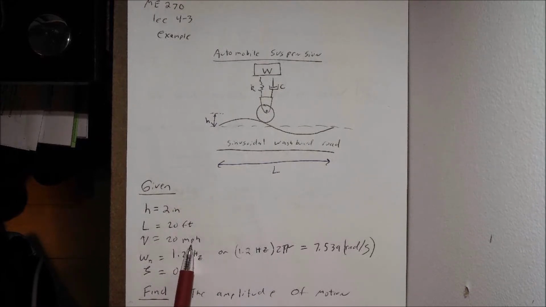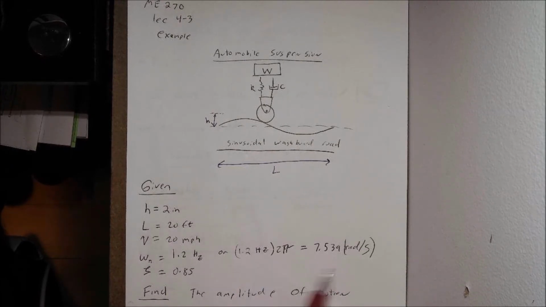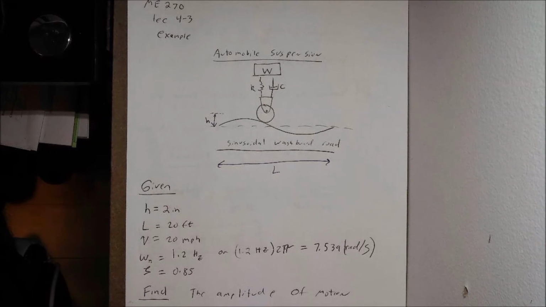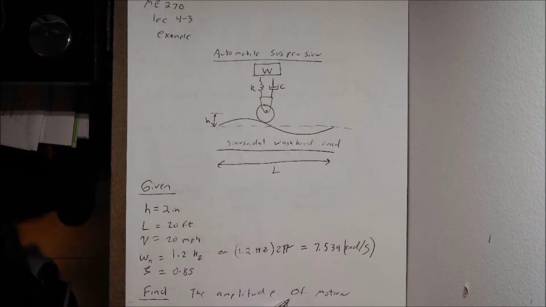V is equal to 20 miles per hour, and omega sub n is equal to 1.2 hertz, or 1.2 hertz times 2 pi will give us radians per second, so 7.539 radians per second. Again, I really like to do this all on my setup page so I can reference back. Do I want to deal with this in hertz? Do I want to deal with this in radians per second? We might not know yet as we haven't started our solution, so it doesn't hurt to have both options readily available so we're not trying to do this in the middle of a solution when we're plugging into a larger equation. They also give us our zeta term right here of 0.85, and they want to find the amplitude of motion.